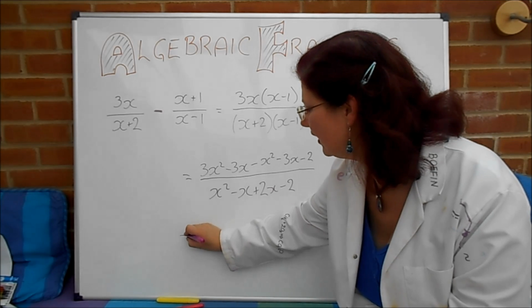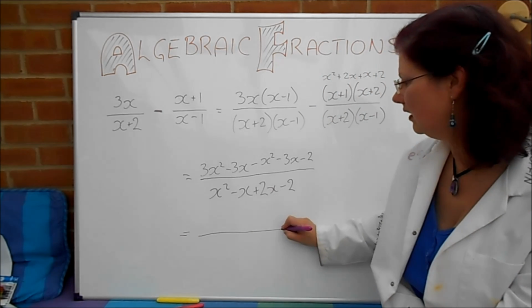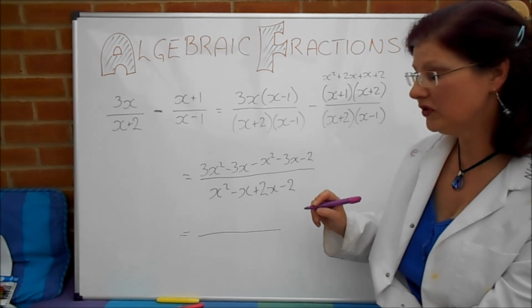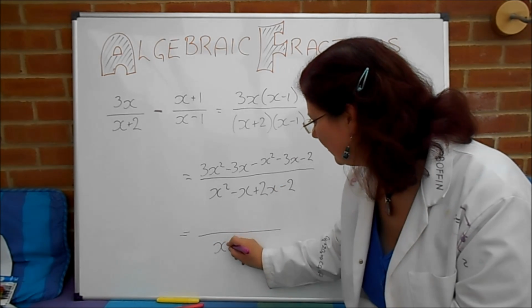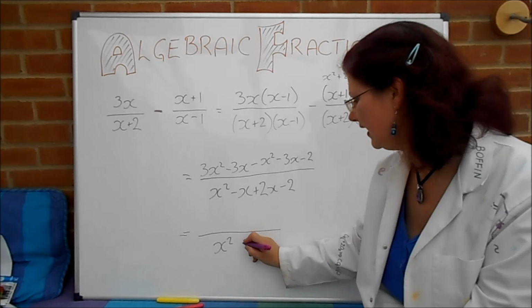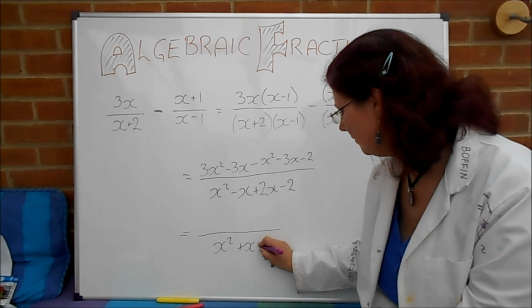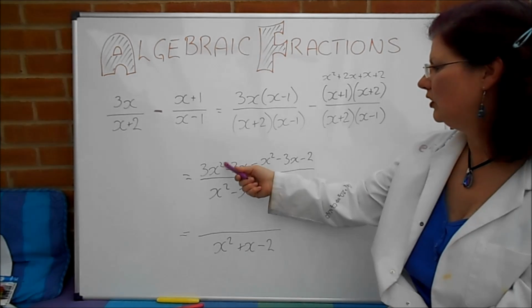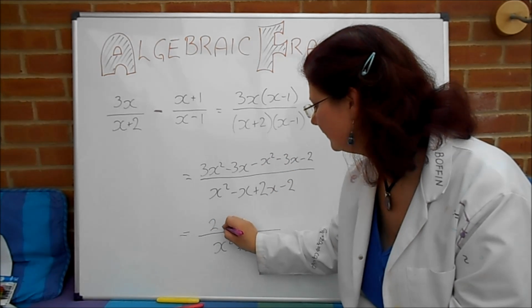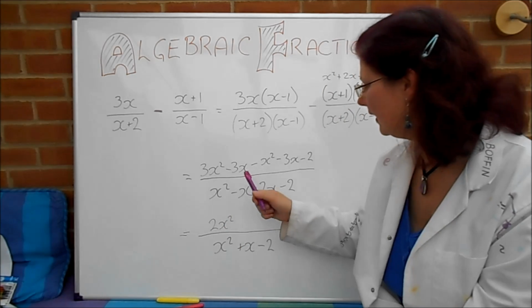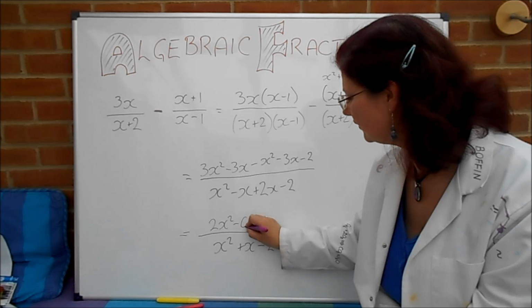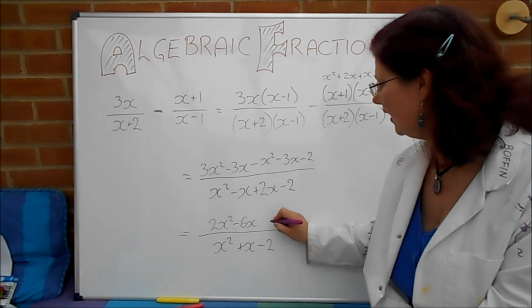Right, let's just gather all that bit together. Simplify down, divide by the square root of your phone number, and hope it's Wednesday. X squared plus x minus 2, and on the top up here we have got 2x squared. We've got minus 3x minus another 3x is minus 6x and minus 2.